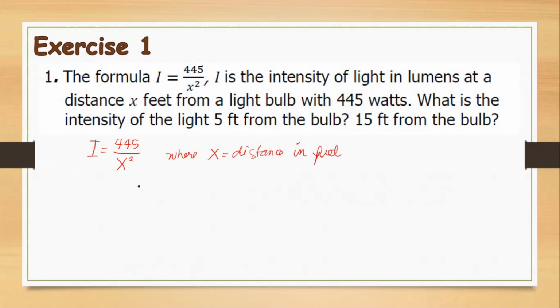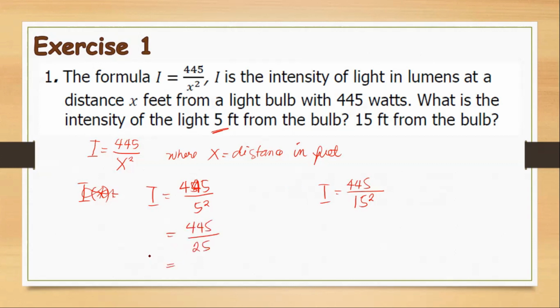So first, I is equal to 445 over 5 squared, and the other one is I equals 445 over 15 squared. So we have 445 over 25, since 5 squared is 25, and you can solve it to get your answer. Next, I equals 445 over 15 times 15, which is 225. You can solve this one and this one in order to get your final answer.